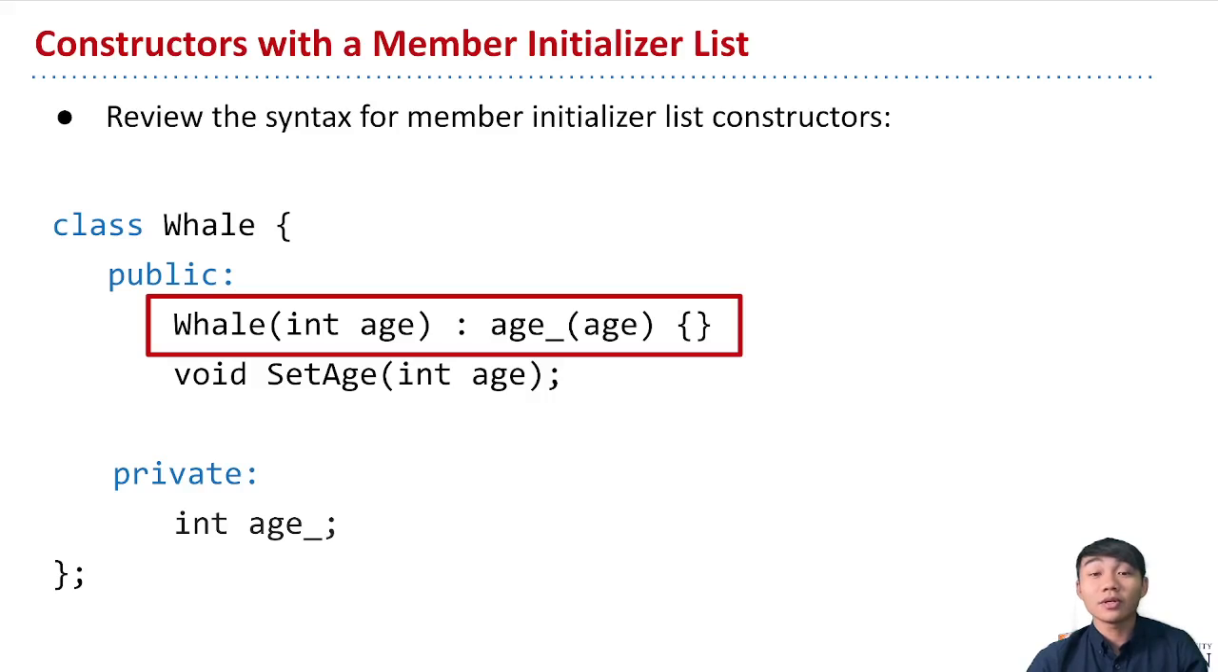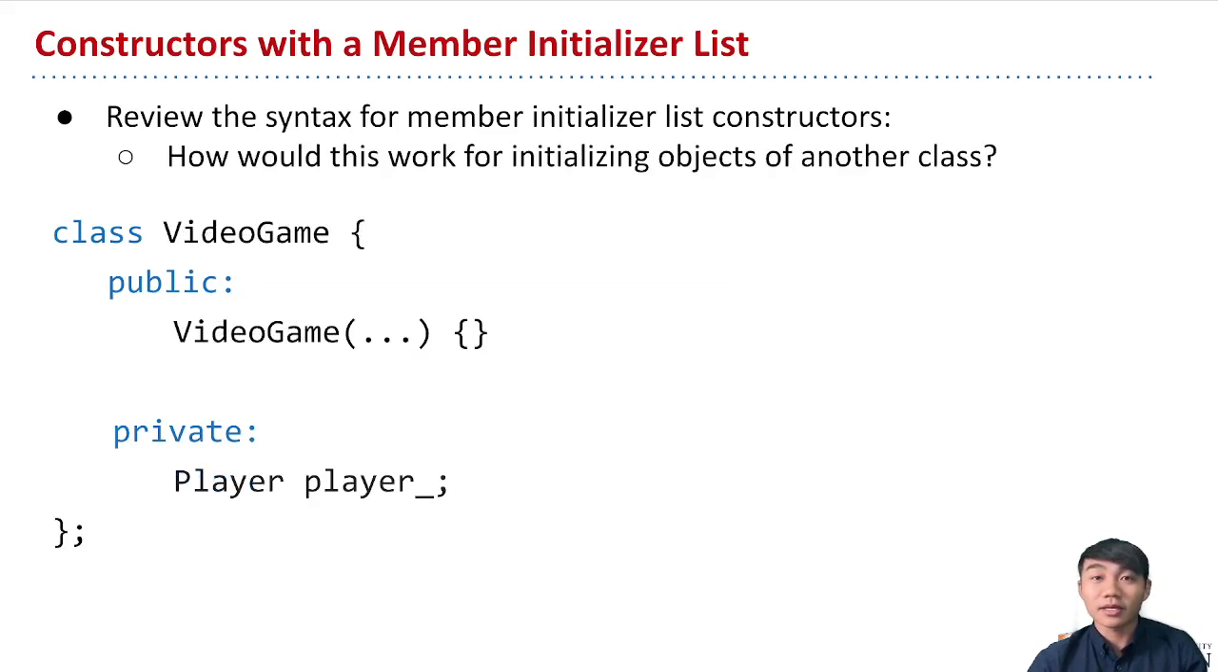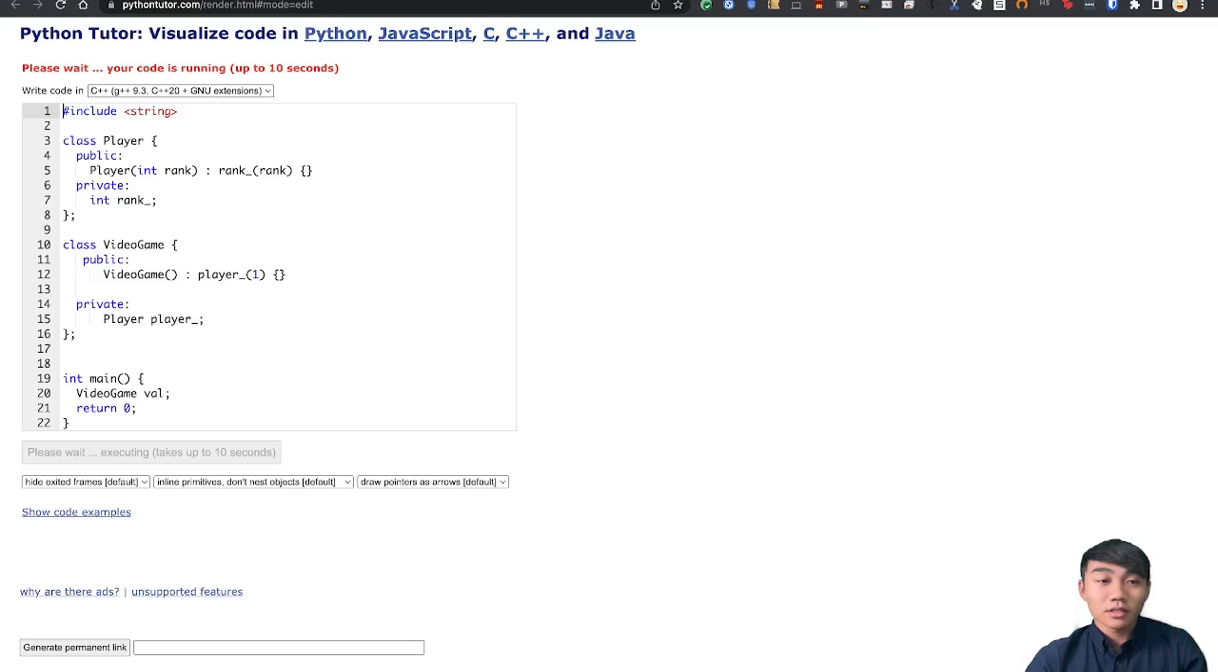So here we're initializing the age underscore member variable of the whale class, and we're going to initialize it with the value that is passed in as a parameter to this constructor in the age parameter. So this is how it works for initializing member variables of primitive types. But how about for member variables that are objects, like here? Let's just visualize this.